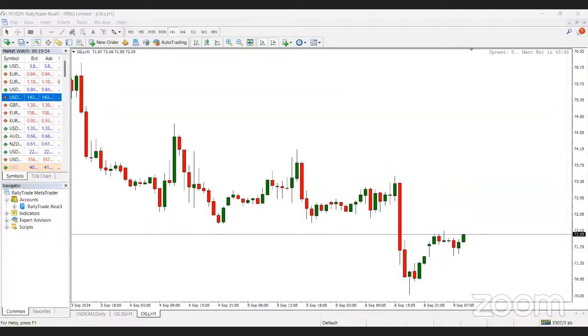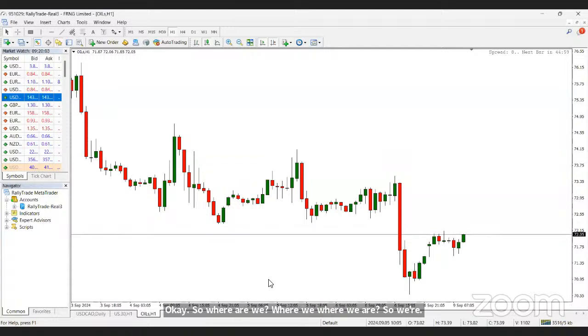Okay, so where are we? I think we are somewhere around this. All right, so crude oil you can also buy. I think I've given you 4 instruments that you can actually trade. Crude oil looks good to buy. Euro USD looks good to sell. USD CAD looks good to buy, and US30 looks good to buy. I think I've given you 4.